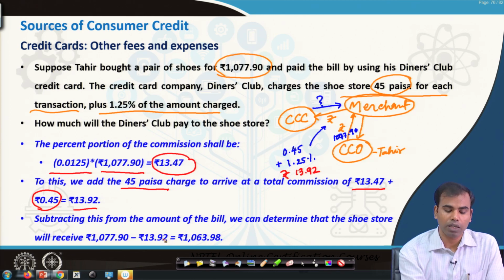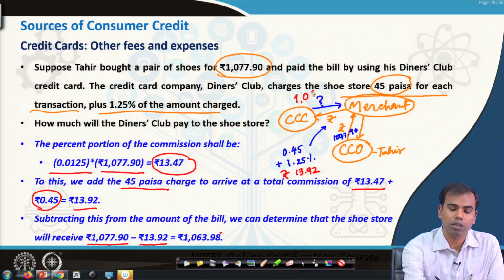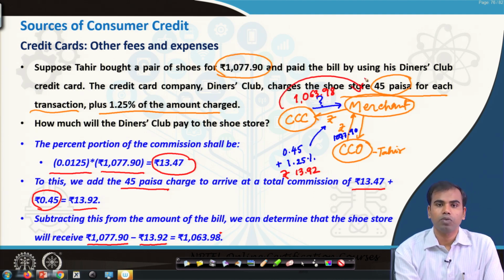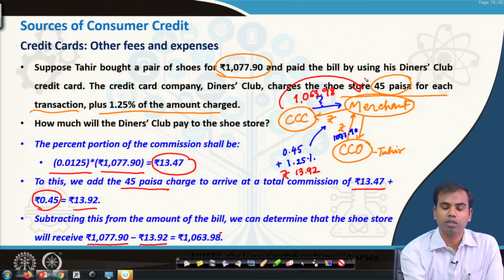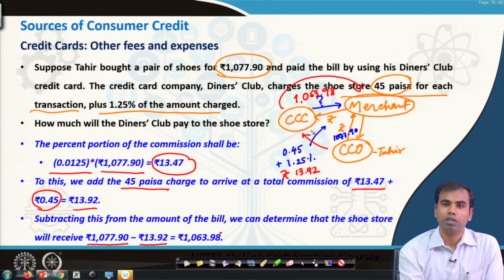So, the net amount that goes to the merchant is the price that was charged to Tahir minus the commission that the credit card company will receive from the merchant. So, 1063 rupees 98 paisa will go towards the merchant as the price of the shoe. That is why sometimes you see that some companies charge a higher fee or higher commission for using their credit card, and in some cases that money might be recovered from the credit card user. In some other cases money is recovered from the merchant where the credit card is used.